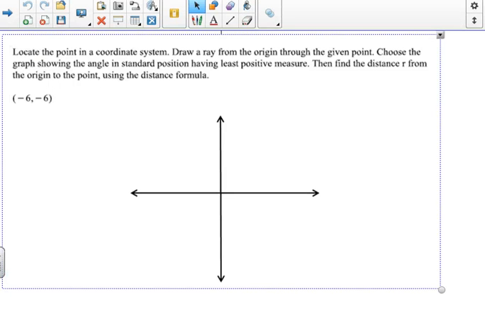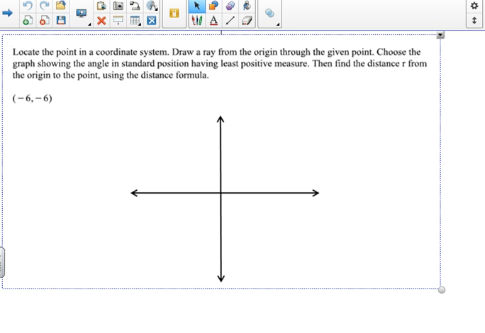Okay, so for this one, we're going to locate the point in the coordinate system, draw a ray through the origin of the given point, choose the graph showing a single angle. In this case, you'll have a selection, but we're not going to have a selection here. We're going to make it up from scratch, showing the angle in standard position having the least positive measure. Then find the distance r.